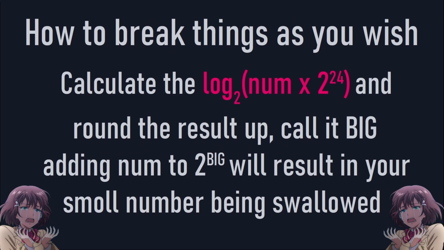Calculate the binary logarithm of your number times 2 to the power of 24. Round this up, this gives you an exponent. Take 2 to the power of this exponent. Adding your initial number to the result will not change the number.